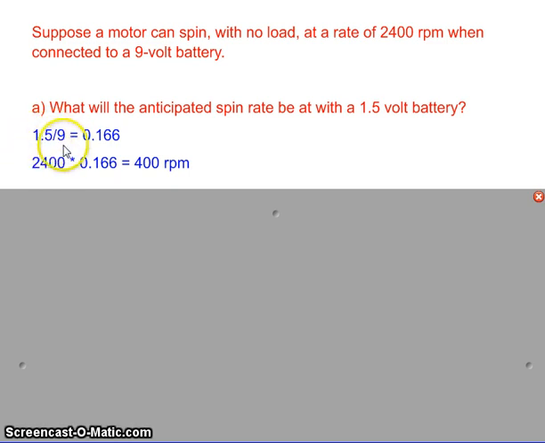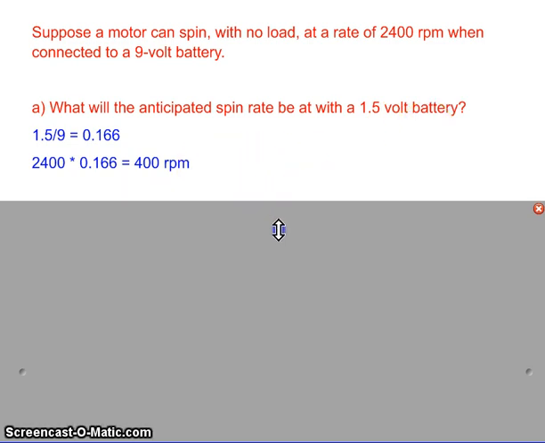1.5 over 9 is 0.166 as a ratio. That turns out to be exactly 1/6. So 2400 times 0.166 would give us 400 RPM. That's the anticipated spin rate if we drop the voltage level down from a 9-volt battery down to a 1.5 volt battery. So exactly 1/6.